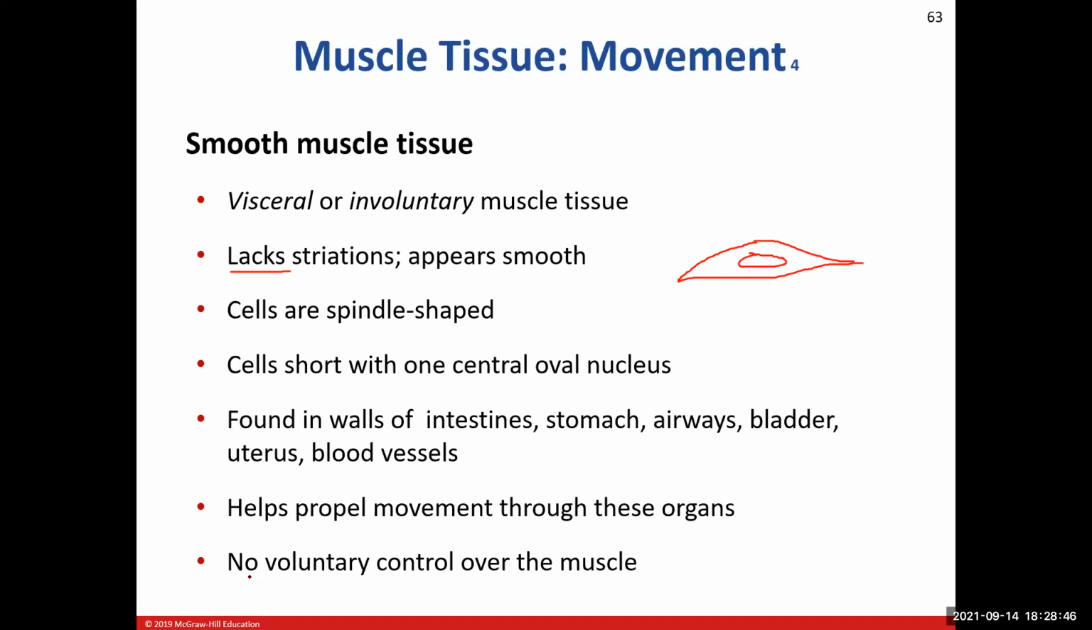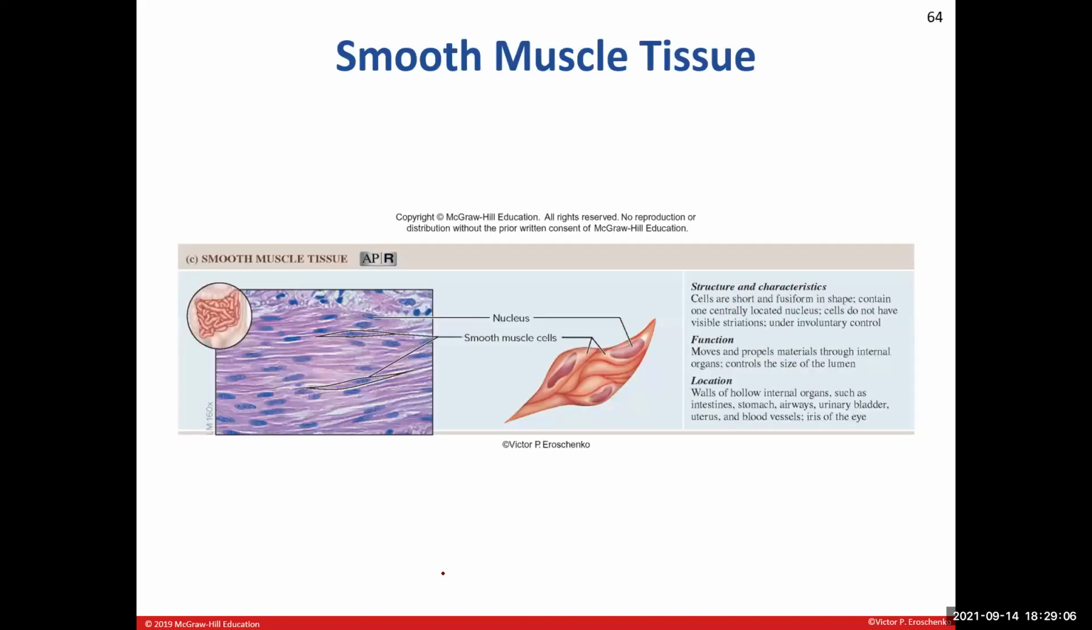Again, this type of muscle tissue is involuntary. We don't have voluntary control over this. I can't simply stop food from moving through my small or large intestine as much as I would like to. If I'm on a long car trip, I can't do that. So this is involuntary muscle tissue.